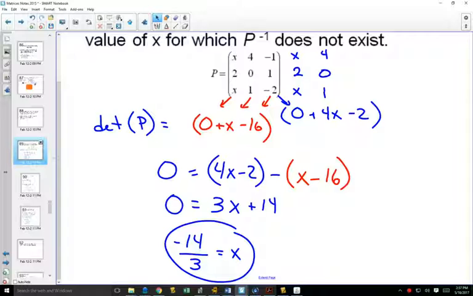Multiply your diagonals one way. The blue ones are going to be your positive ones. Multiply your diagonals the other way. Those are the ones you're going to subtract. Set it equal to 0 to make it a singular matrix so the inverse doesn't exist.